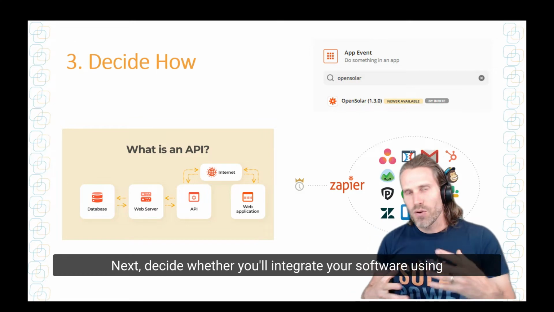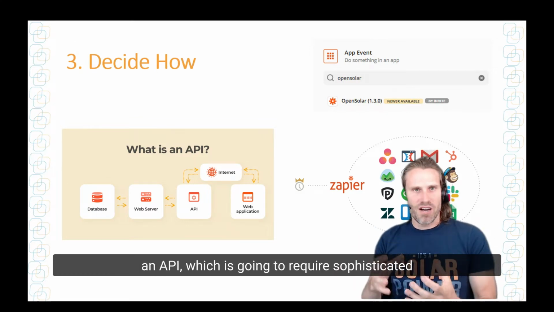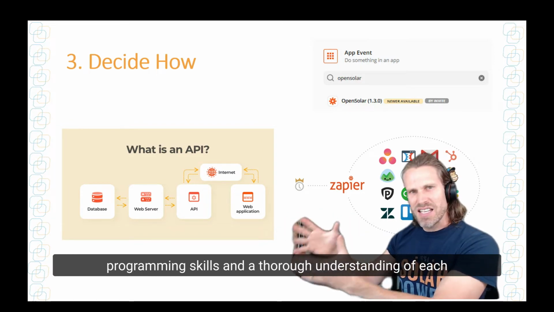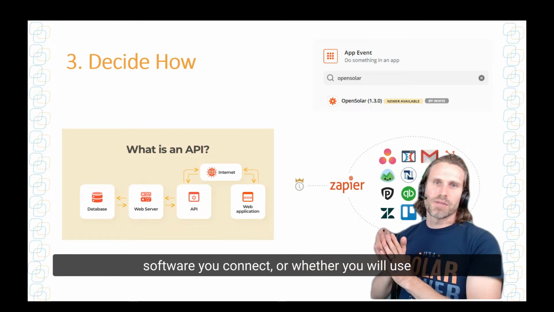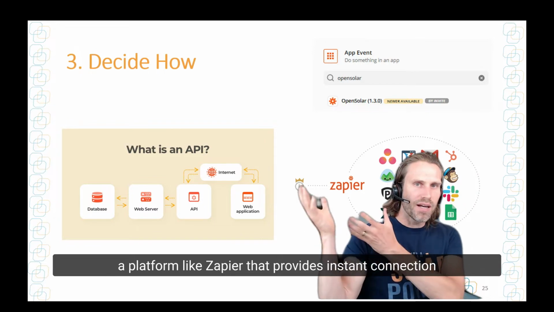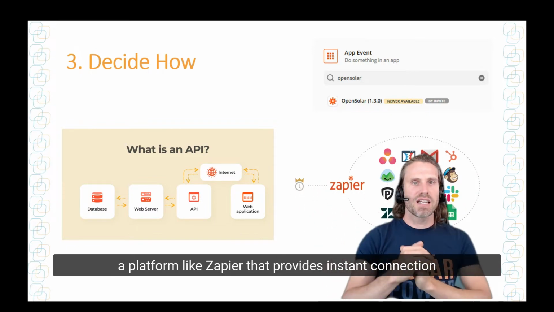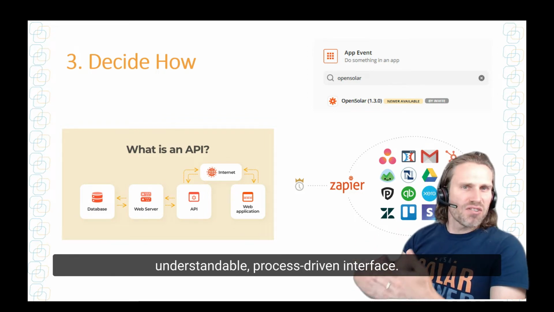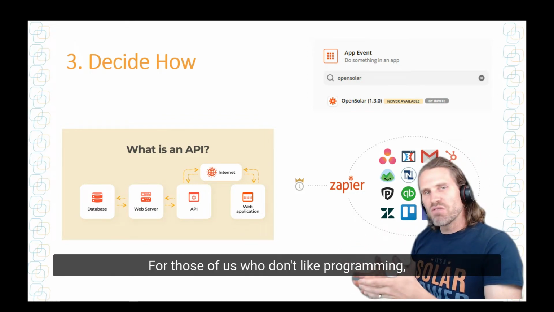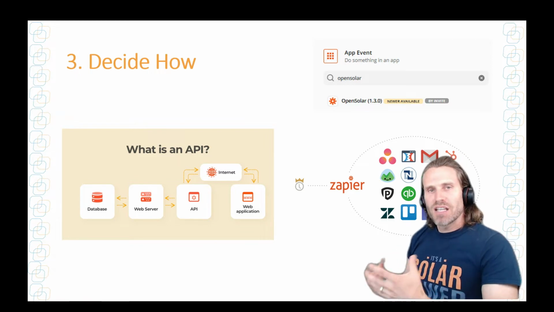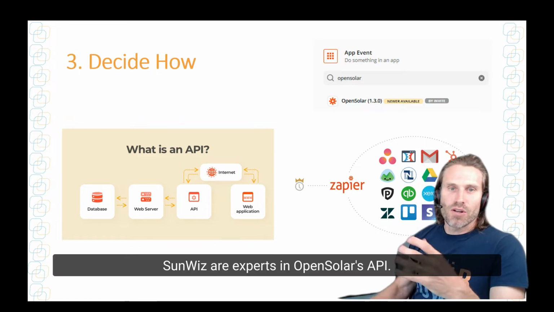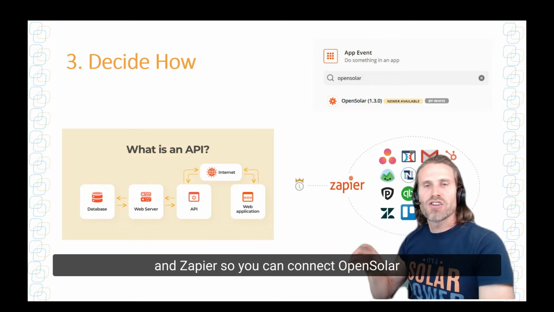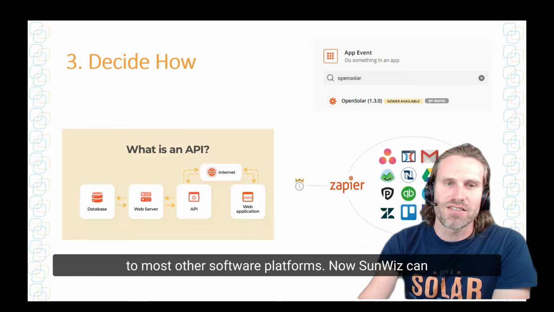Next, decide whether you'll integrate your software using an API, which is going to require sophisticated programming skills and a thorough understanding of each software you connect, or whether you will use a platform like Zapier that provides instant connection to thousands of software platforms and a more understandable, process-driven interface for those of us who don't like programming. SunWiz are experts in OpenSolar's API, and we've also built a connection between OpenSolar and Zapier, so you can connect OpenSolar to most other software platforms.